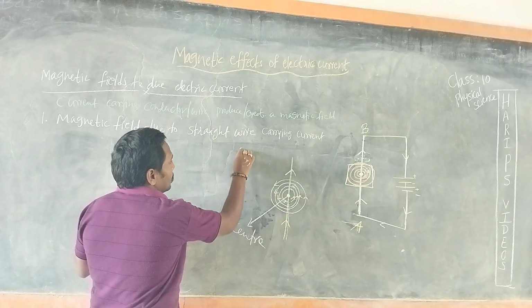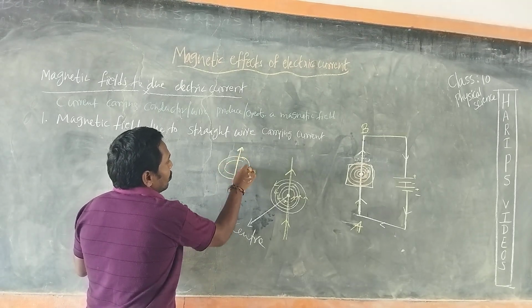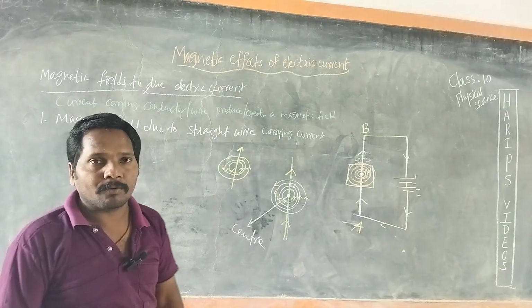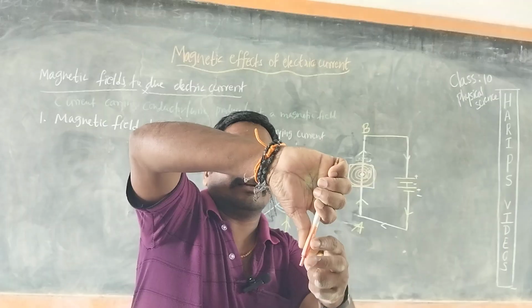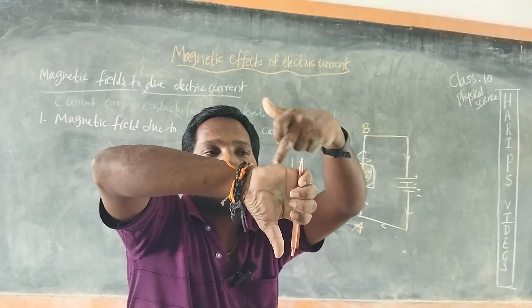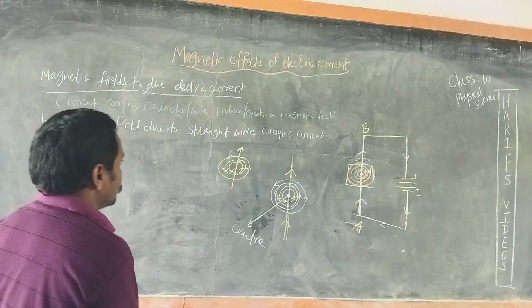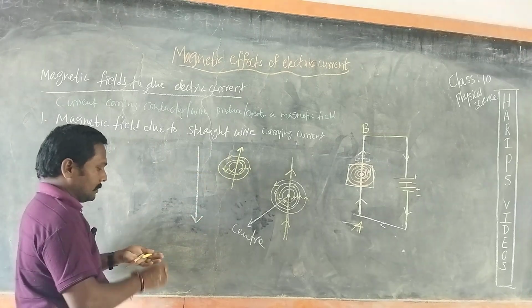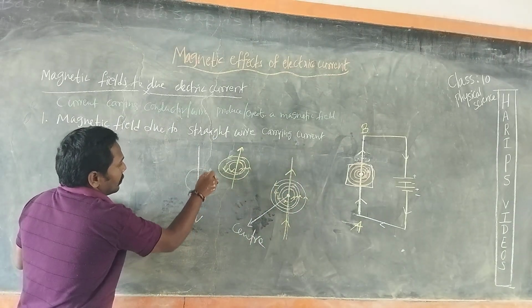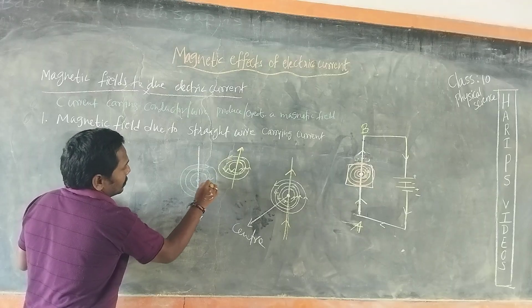So if the current is carrying in the upward direction, then the magnetic field is formed around the conductor in the anti-clockwise direction. Similarly, if the current is flowing like this, the thumb denotes the direction of electric current, and the fingers around the pen, which is the current carrying wire, point in the clockwise direction. If the current is in the downward direction, then the magnetic field is formed around the conductor in the clockwise direction.